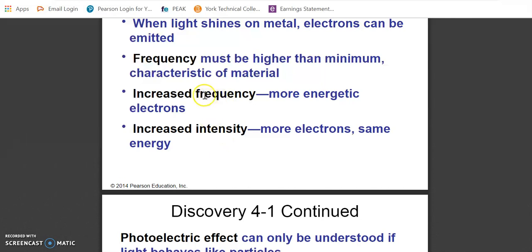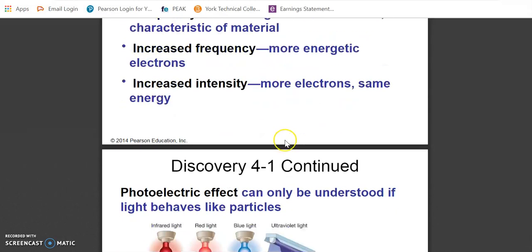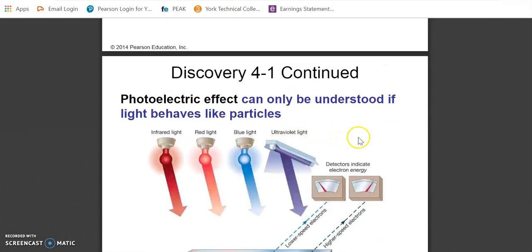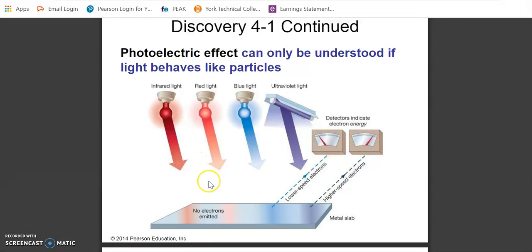So there must be some relationship between energy and frequency. Of course, that's actually showing what's going on right here. So a particular piece of metal, you have infrared light, which of course is less energetic light than any part of the visible spectrum, and you don't get any electrons, right? You don't get any current.